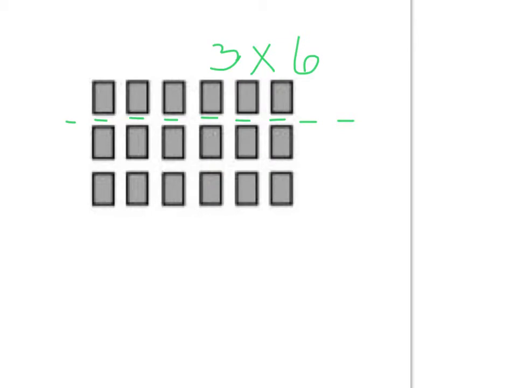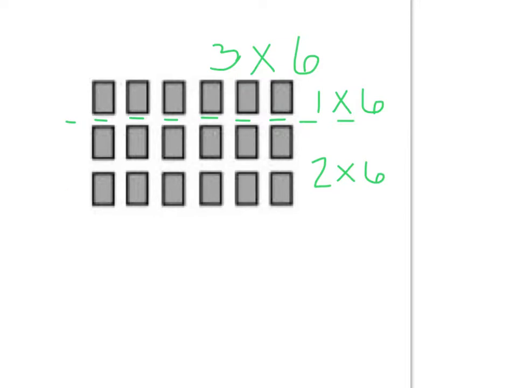My first array shows one group of 6, and my second array shows two groups of 6 or two rows of 6. I now know that 1 times 6 and 2 times 6, they're a lot easier to solve than 3 times 6 if you're still learning your facts. So watch how I set this up.